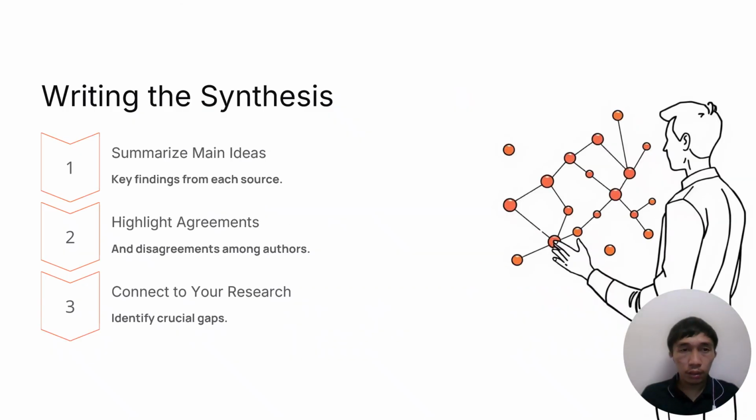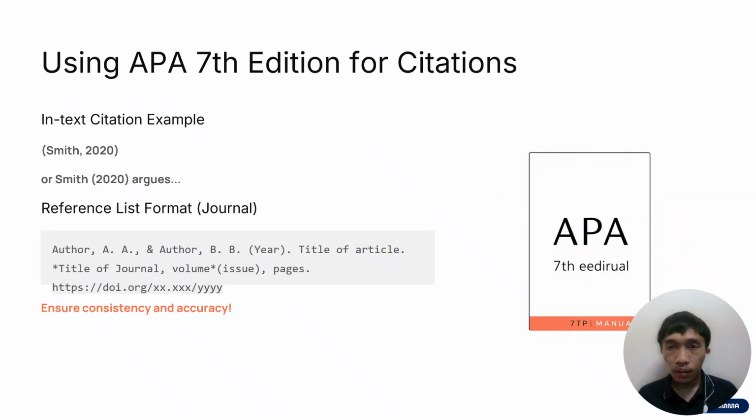Now, how to write the sentences. It summarizes the main ideas and key findings from the sources, and also highlights agreements and disagreements among authors, connects to your research, and identifies crucial gaps. So that is how you can write the sentences.